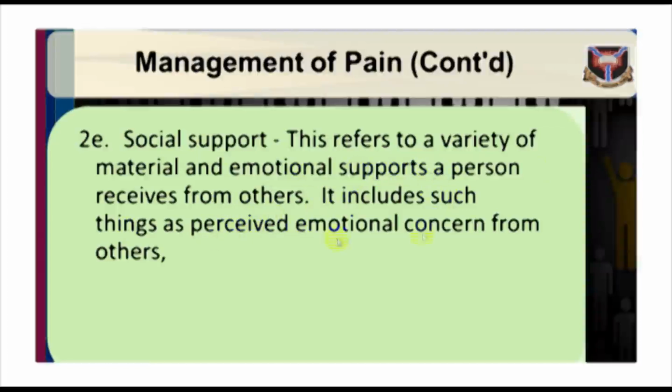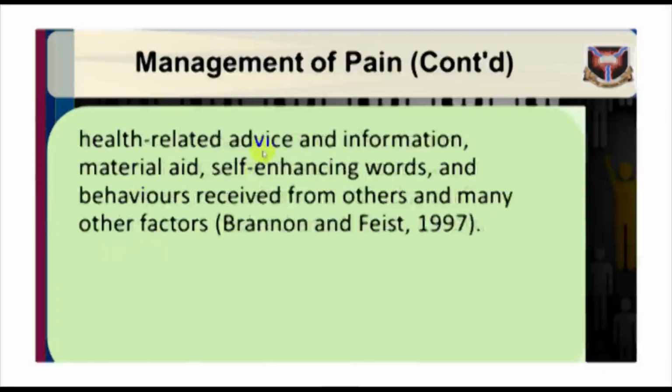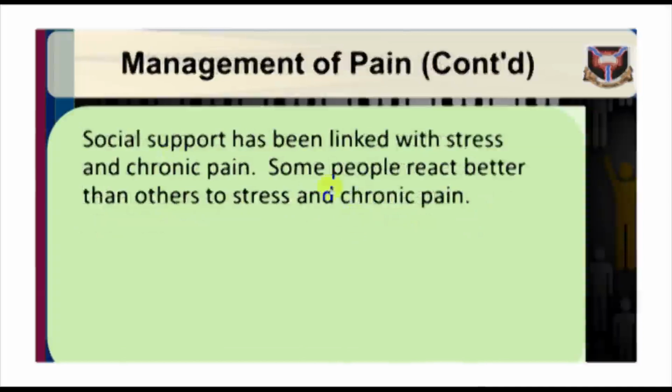It includes such things as perceived emotional concern from others, health-related advice and information, material aid, self-enhancing words, and behaviors received from others, and many other factors. Brannon and Feist, 1997. Social support has been linked with stress and chronic pain.